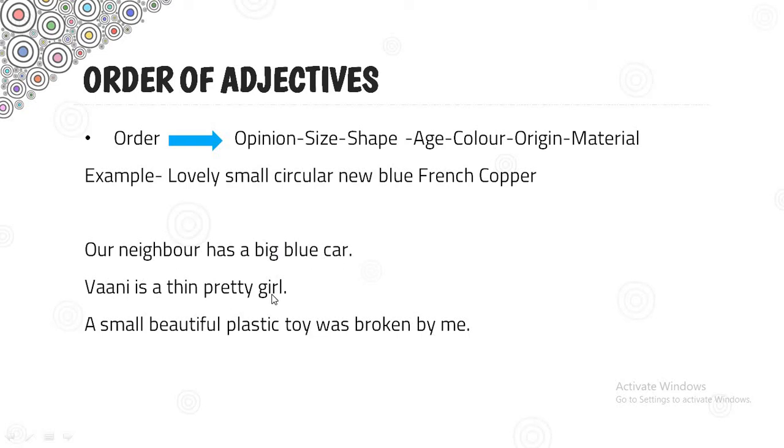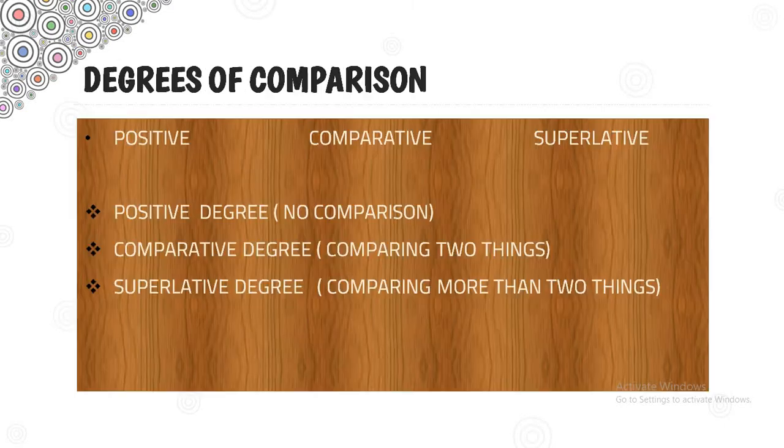Vani is a thin, pretty girl. A small, beautiful plastic toy was broken by me. So, small means its size, beautiful is your opinion, and plastic is the material that we are talking about. So this way you can place them so that it gives the exact meaning that the person wishes to draw in a sentence. The order of adjectives in a sentence is a very important part, and we must be very careful when using many adjectives in a sentence.